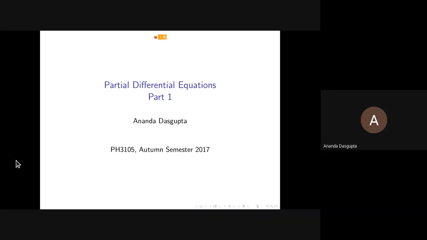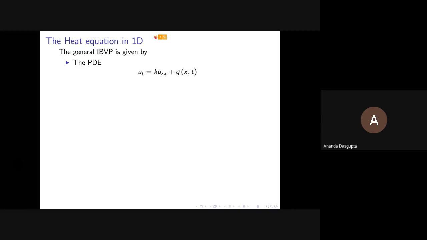So I'm not going to talk about all possible partial differential equations. That would have taken a whole semester to cover anyway. So I will just take a very special example. This is the heat equation in 1D. I hope everybody knows what the heat equation is, right? Del U del T is the conductivity times del 2U del X2.